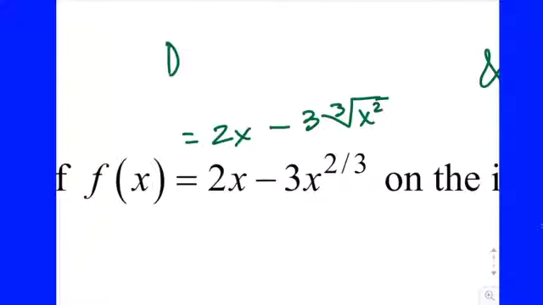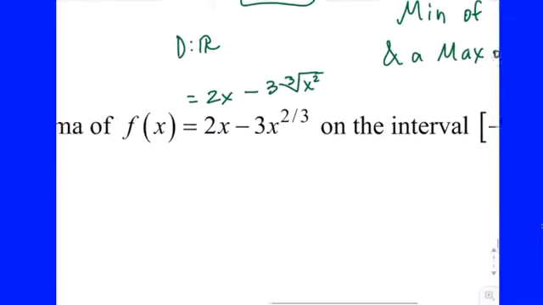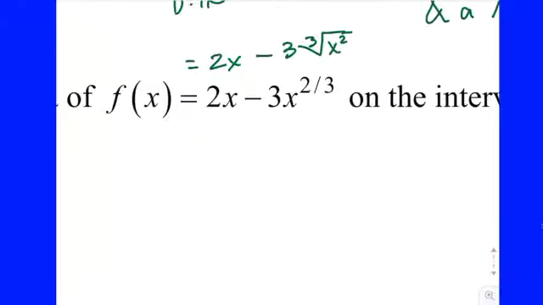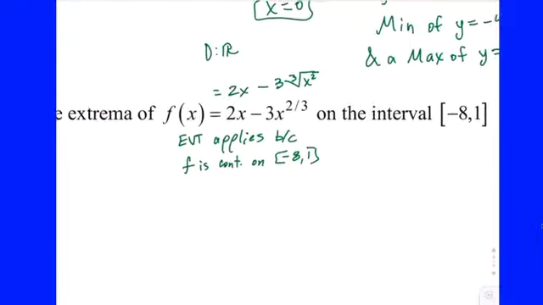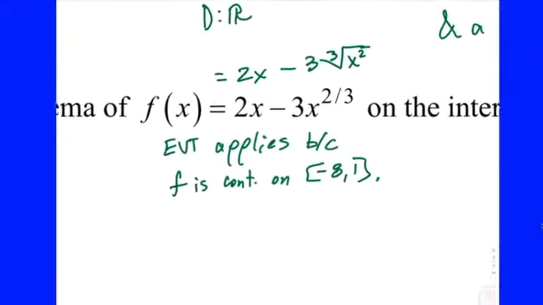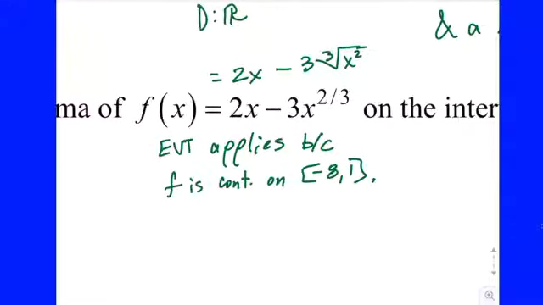So guess what the domain is? All real numbers. So guess where this function is continuous? All real numbers. Yeah, these power functions are continuous over their domain. So you could just say EVT applies because f is continuous on the closed interval from -8 to 1. You don't have to prove it. You just have to say it. And you definitely want to say the right thing. So you need to check it and make sure that it is. Okay.